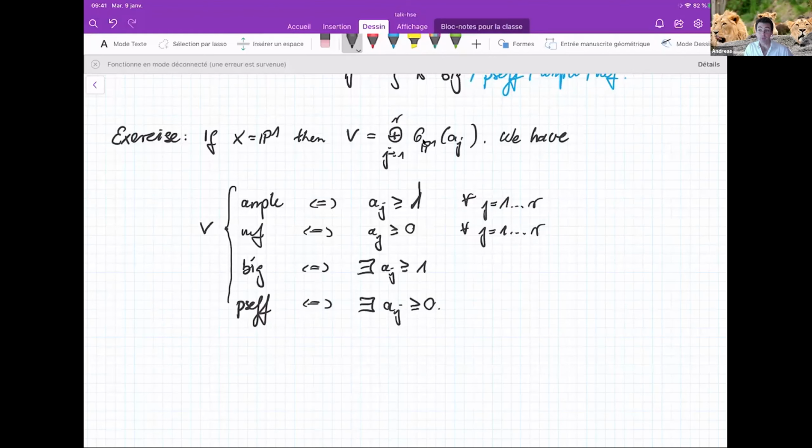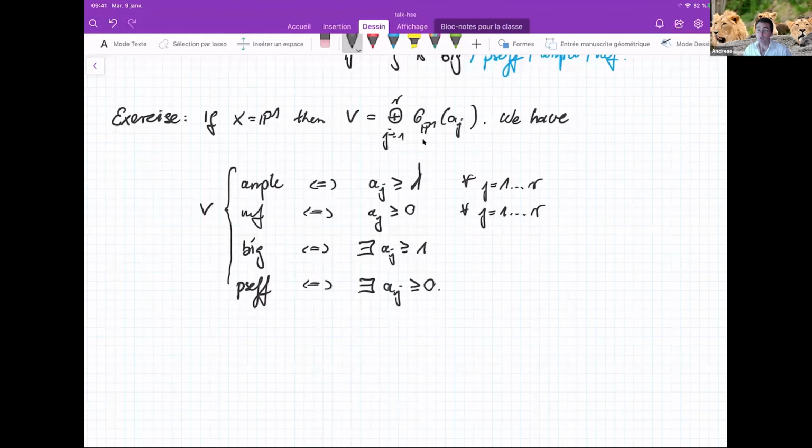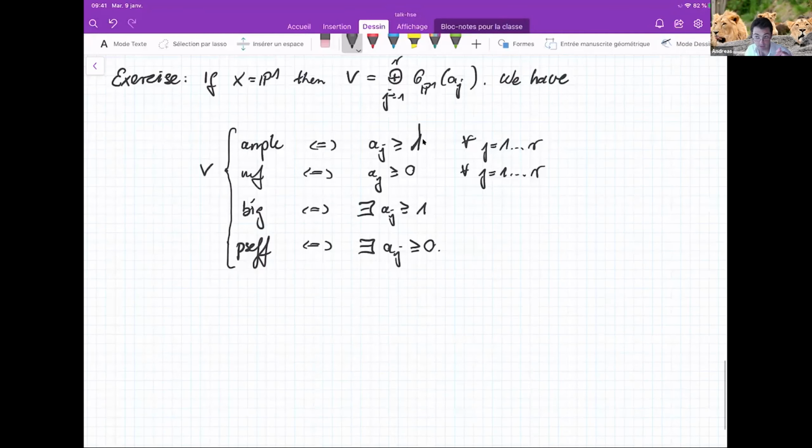let me make an example. As an example, to show you why looking at big or pseudo-effective vector bundles is somehow a bit more work than you might think when you read the definition, let me go through one example in detail. And you will see we will encounter exactly this kind of situation in the next talks, okay? So here comes an example, and certainly this example contains a hint how to do the exercise.